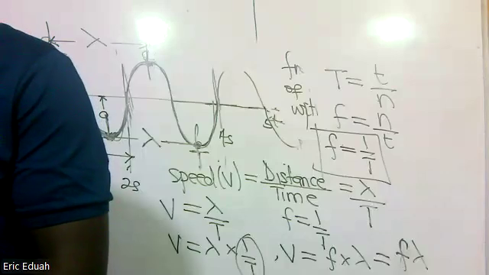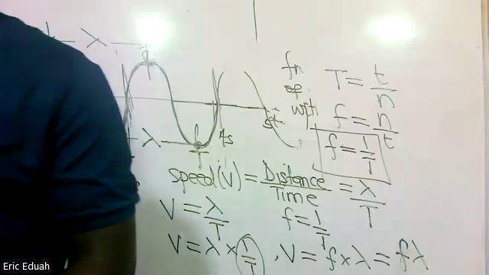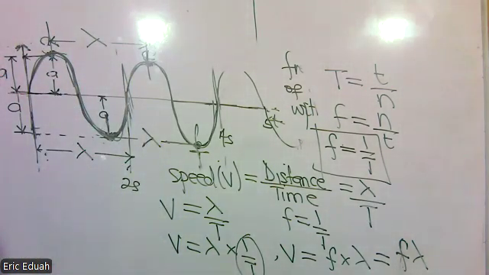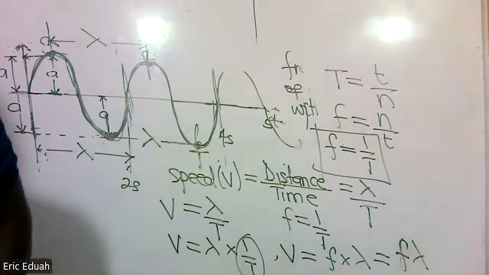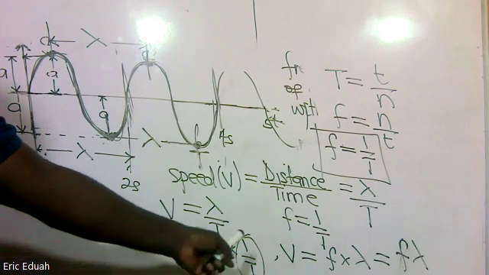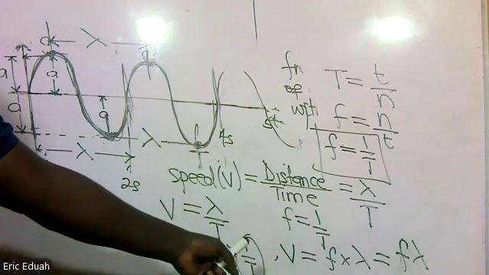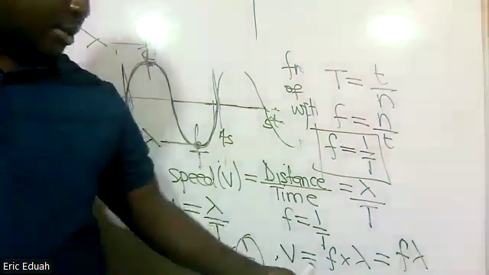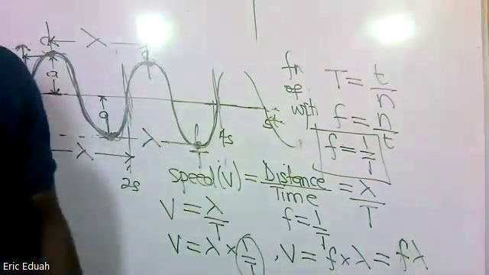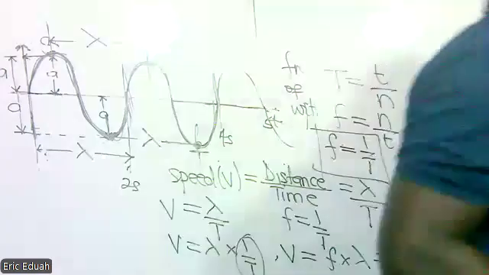Gerard, I saw your answer. I think that's simple. You are giving the speed and you're also giving the wavelength. So you have to use V is equal to F lambda. Make F the subject and you are there. Question 2.